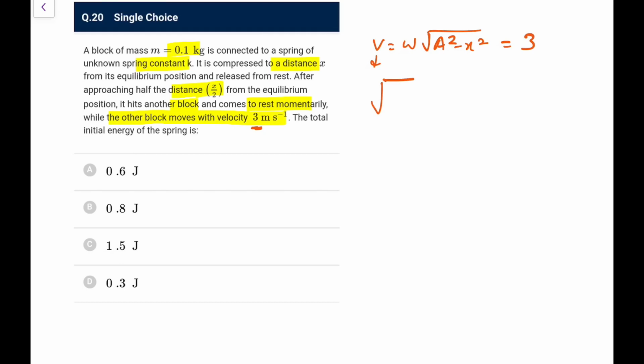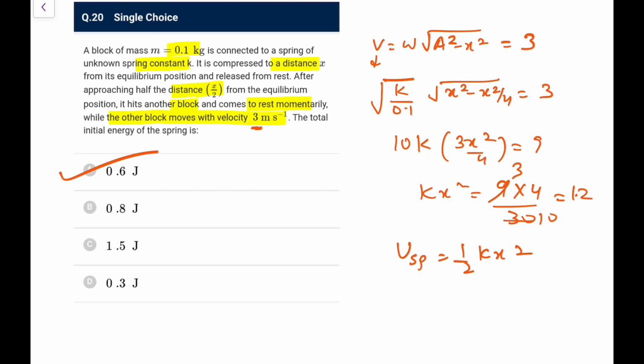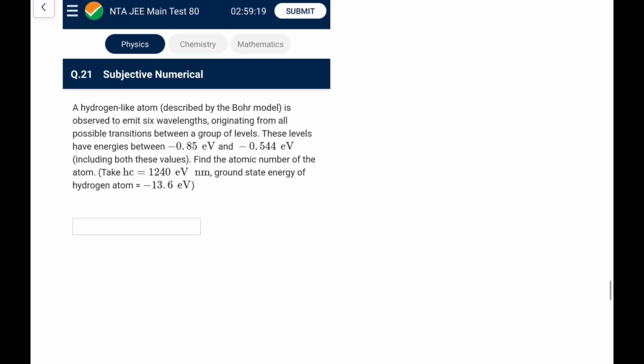So omega you write as root of k by m, that is k upon 0.1. Now a square minus x square, that is a square minus a square by 4, that comes out as 3. So squaring everything, we get 10k into 3a square by 4 equal to 9. So kx square equals 9 into 4 by 30, that is 3 by 10, that is 1.2. And the energy of the spring would be half kx square, that is 0.6 joule. You can directly go for it. So again a good question, mixing some concepts.